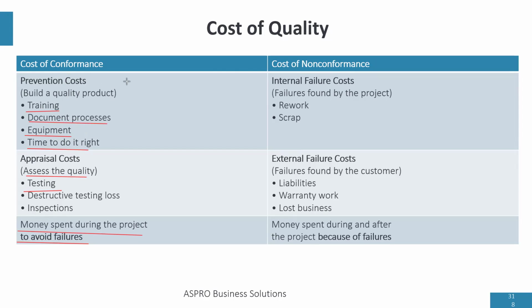Now, if you don't pay for your cost of conformance, you're going to pay for it in the cost of non-conformance. So cost of non-conformance is a cost we incur because we don't pay attention to the cost of conformance. And that leads to product failure. So there are two types of cost of non-conformance. One is internal failure cost. And this is where we find defective products in the project.